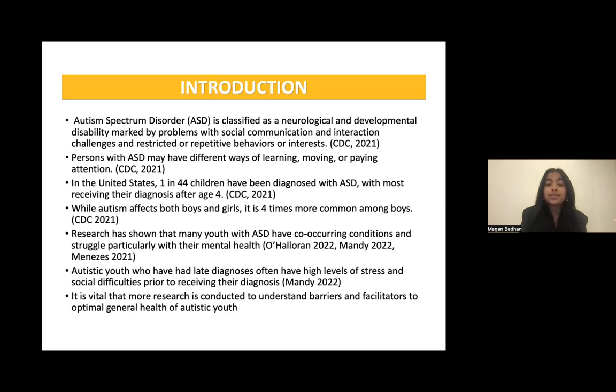In the United States, 1 in 44 children have been diagnosed with ASD, with most receiving their diagnosis after age 4. And while autism affects both boys and girls, it is 4 times more common amongst boys. It is vital that more research is conducted to understand the barriers and facilitators to optimal general health of autistic youth.